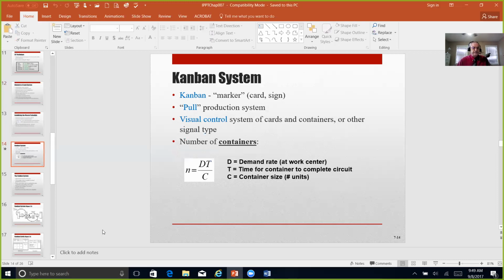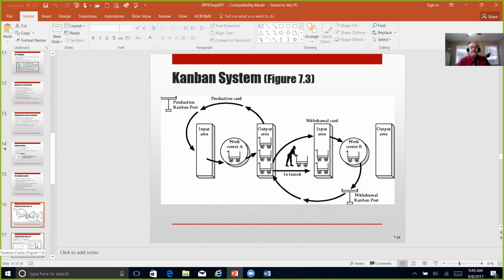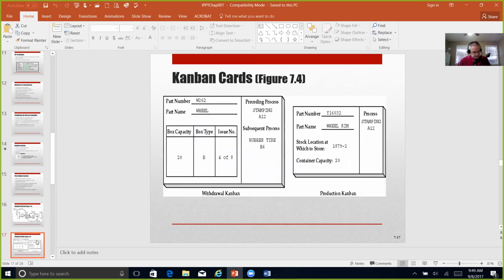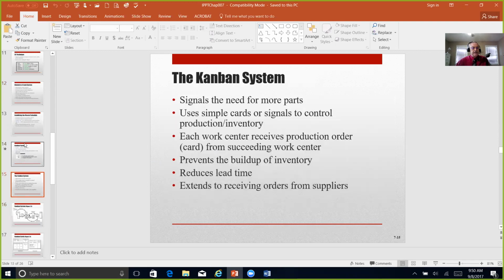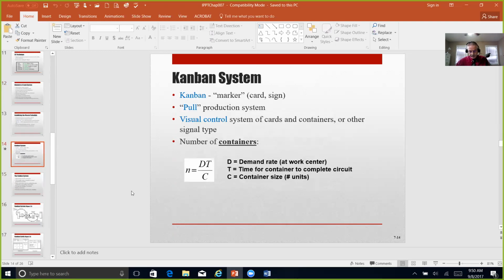Over on figures 7.3 and 7.4, you'll find graphical examples of this concept, showing how we pull production cards to support one work center and how we use those in transit to go to the next work center as we withdraw the card. You can see that on pages 144 and 145, in figure 7.3 and figure 7.4. But let me come back to the Kanban system.